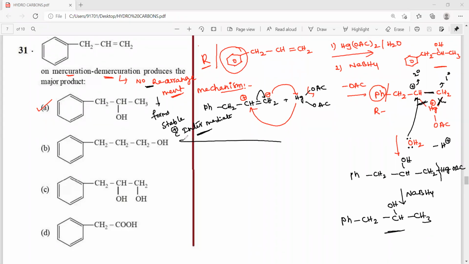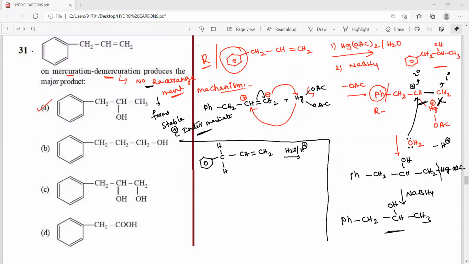Otherwise, for example, if you do not use this reagent, mercuration followed by demercuration, what happens? Rearrangement will take place and produce a more stable benzyl carbocation. For the same reaction, you just have to add a water molecule in the presence of acidic medium.